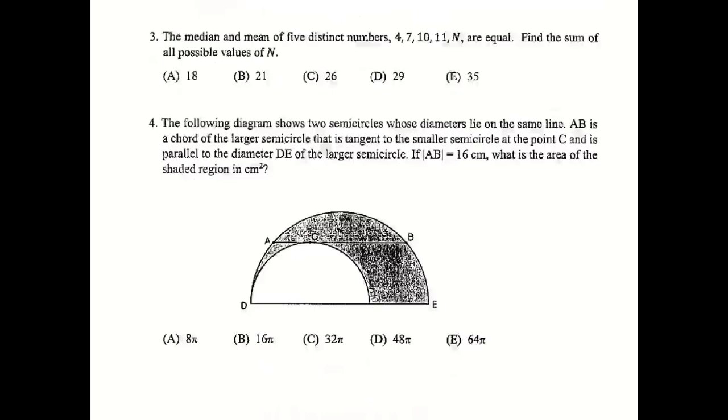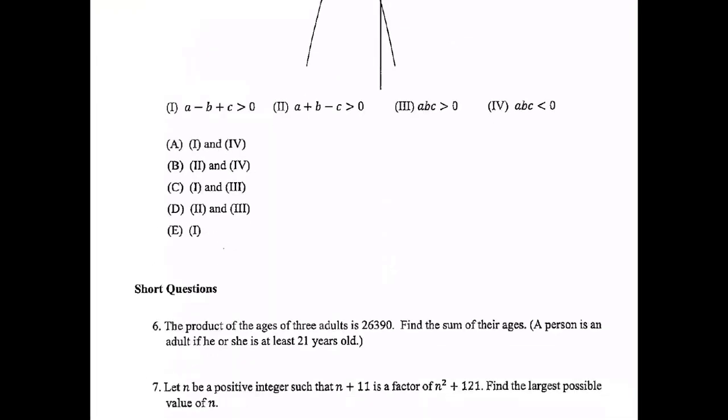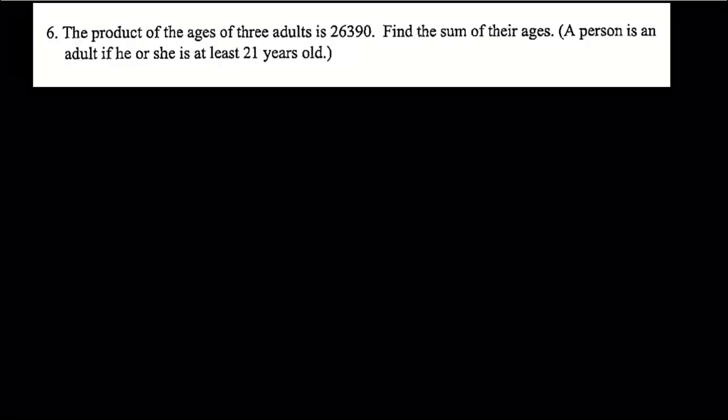Next, I'll skip this geometry in question 4 and I'll certainly come to it later. Now look at question 6, which is about factorization. Question 6. The product of the ages of 3 adults is 26390. Find the sum of their ages. A person is an adult if he or she is at least 21 years old. So it's clear that we need to get the factorization of the number 26390.